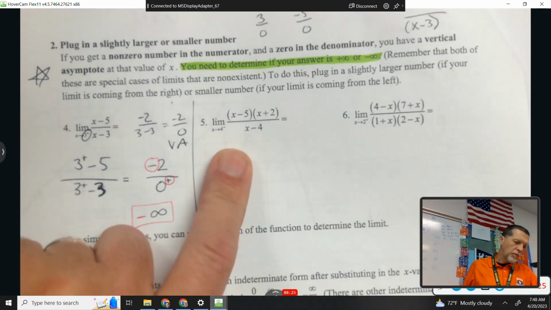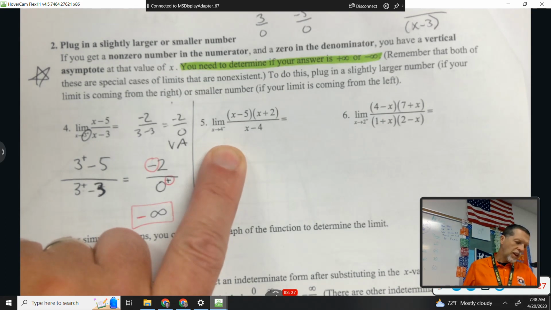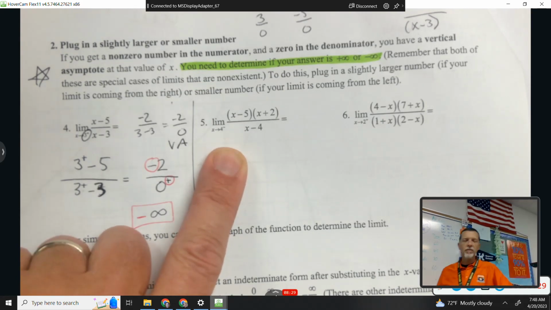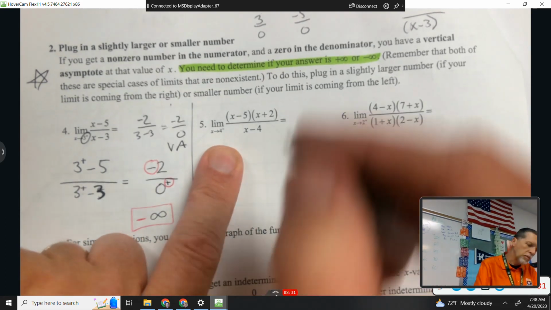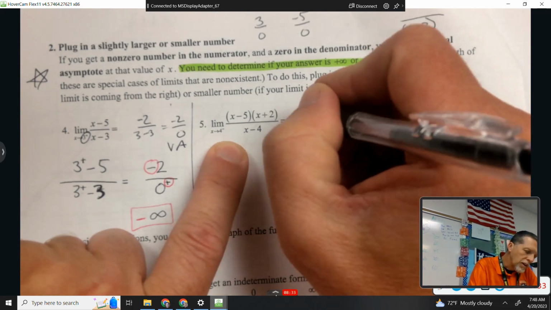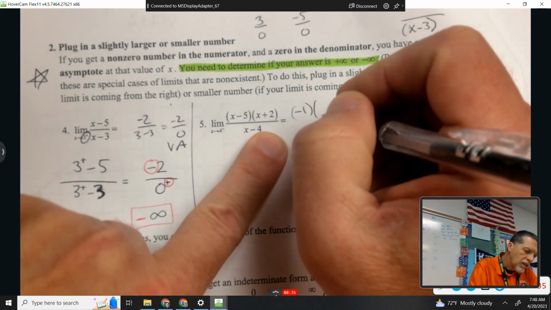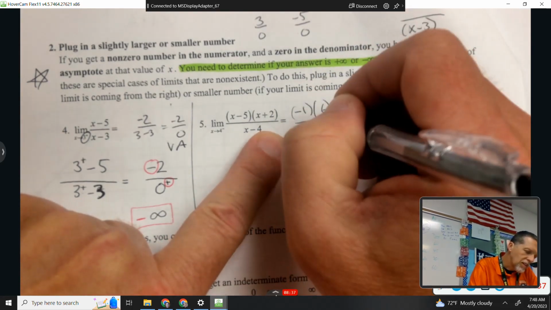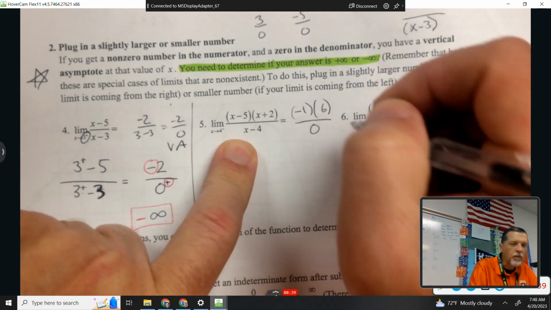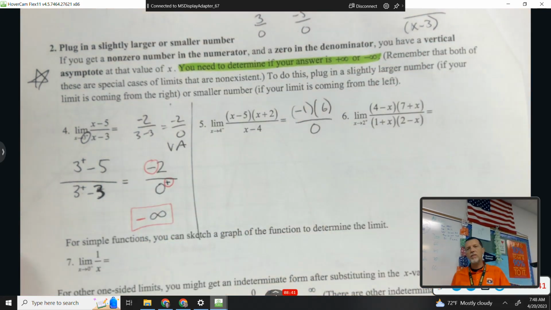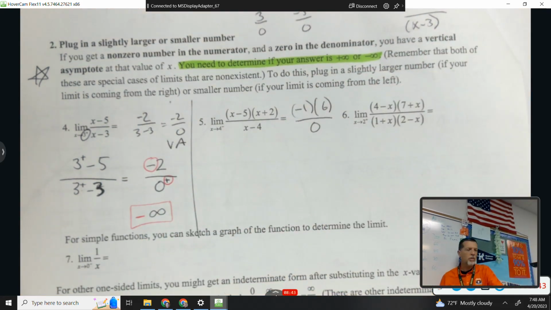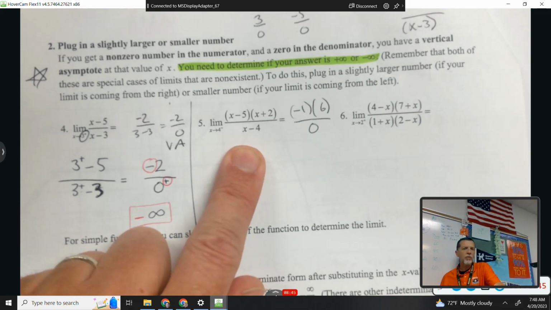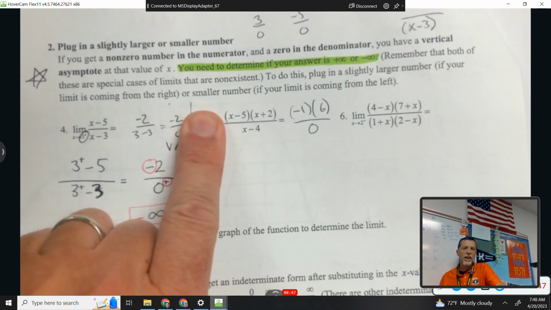Let's do number 5. Let's start by plugging in 4. Don't worry about the less than 4 at first, just plug in 4. 4 minus 5 is negative 1. 4 plus 2 is 6. 4 minus 4 is 0. Okay, so something crazy is going on. We've got a vertical asymptote. We would know that, even from pre-cal, without the limit thing, there's a vertical asymptote at x equals 4.